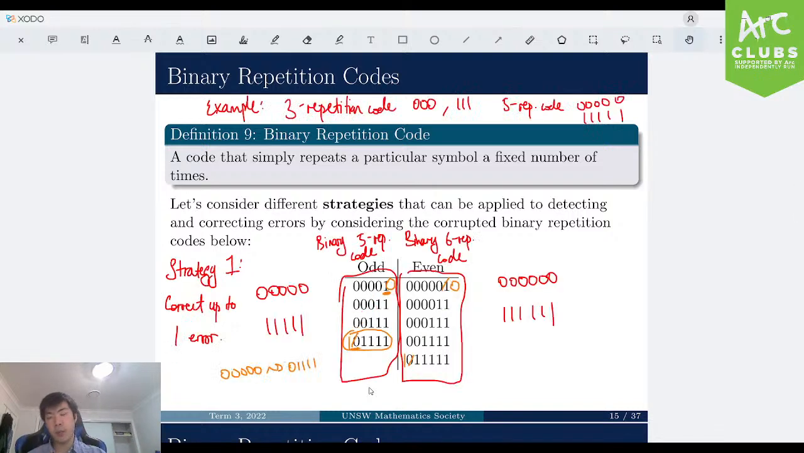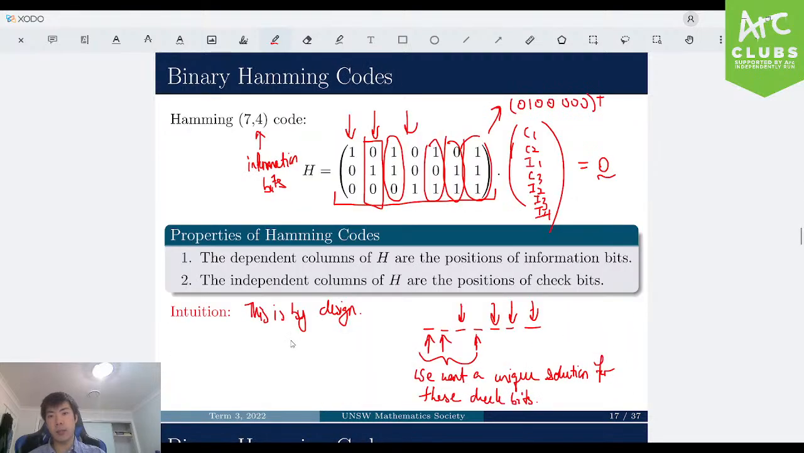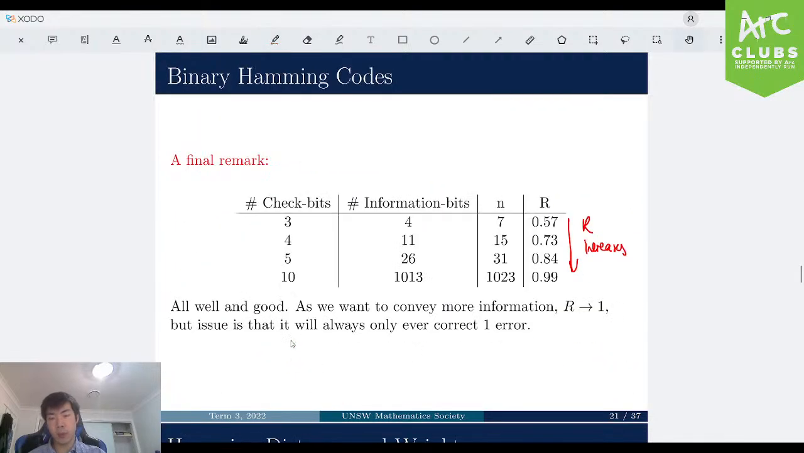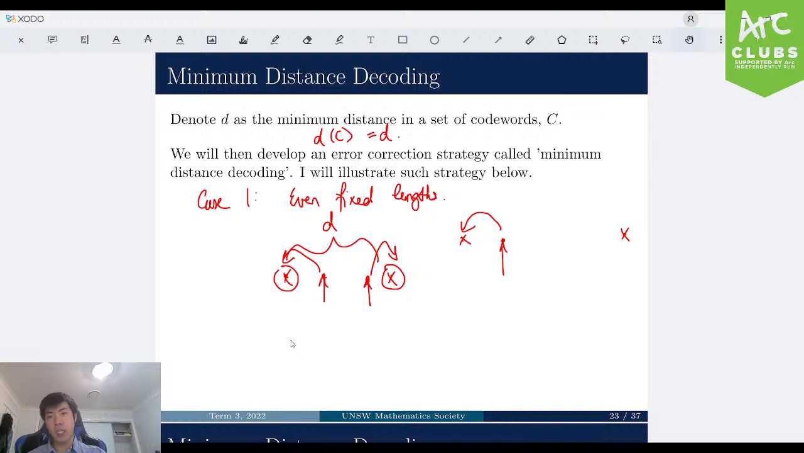In strategy 1, we said we're happy to correct up to 1 error. So if it's only 1 digit off a valid code word, we will correct it to that valid code word. Same thing here, in a more general sense. If we're closer to some particular code word, then we will assume that the intended message was that valid code word.